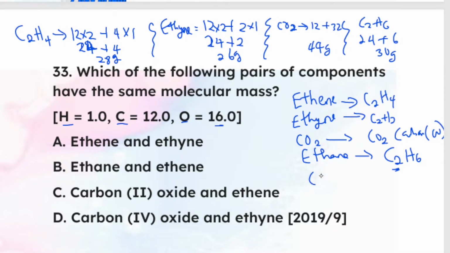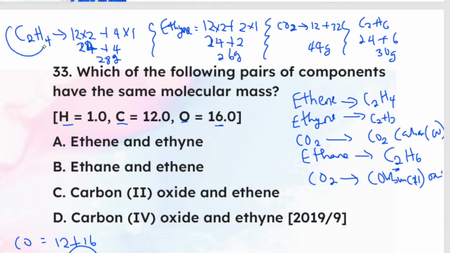Okay. Carbon 2 oxide would be CO. So this is carbon 2 oxide. Okay. And I can squeeze in carbon 2 oxide here. The mass would be carbon is 12 plus oxygen, which is 16, that gives us 28. So you see, I have 28 grams for ethene and carbon 2 oxide. So that would be our answer. Carbon 2 oxide and ethene would have a relative molecular mass of 28 grams.